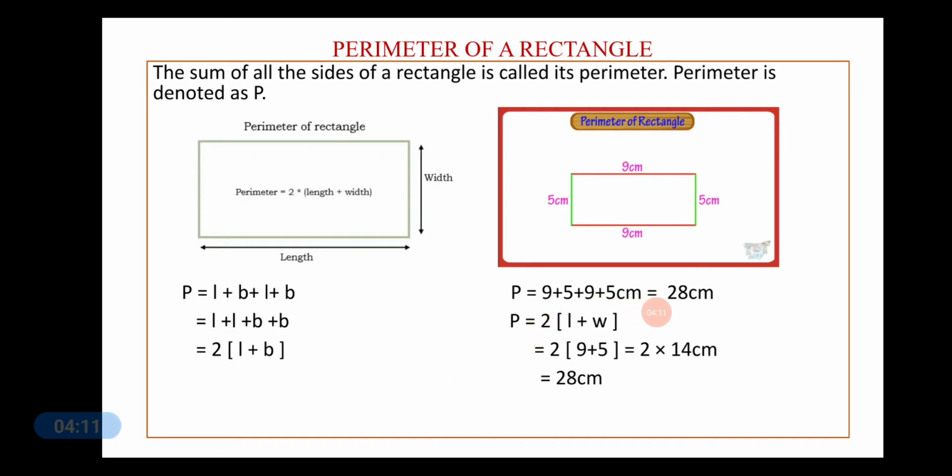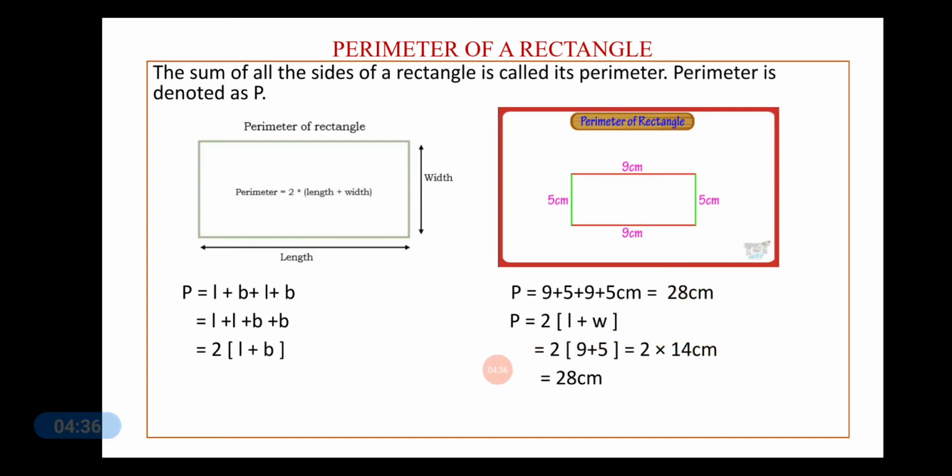Now let us solve one sum. To find the perimeter of a rectangle whose length is given as 9 cm and the breadth is given as 5 cm. So the perimeter of this rectangle will be equal to 9 plus 5 plus 9 plus 5. So the sum of all the sides will be equal to 28 cm.